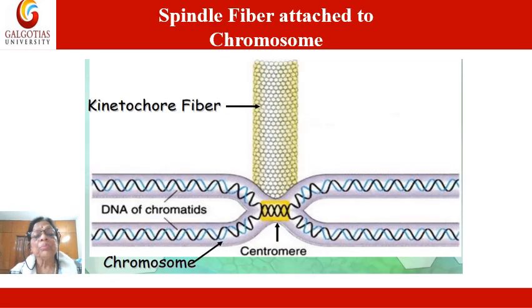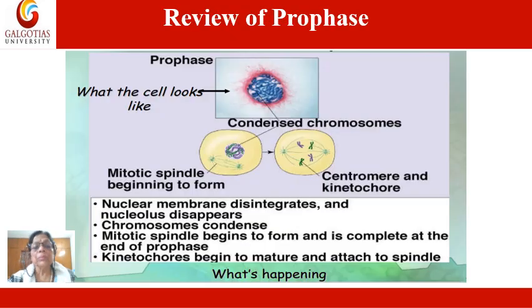Now, this is the diagrammatic presentation of how the chromosome attaches to the kinetochore fiber or spindle fiber. This is the kinetochore fiber. Kinetochore fibers are those astral fibers which attach to the chromosome, and they attach in the centromeric region, which is the center of the chromosome. And these are the two chromatids of the chromosome.